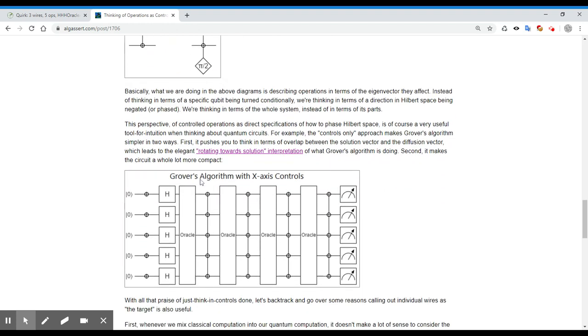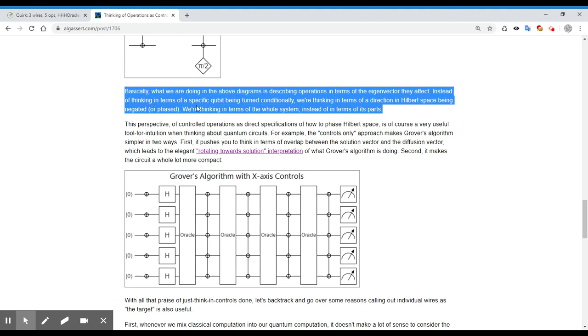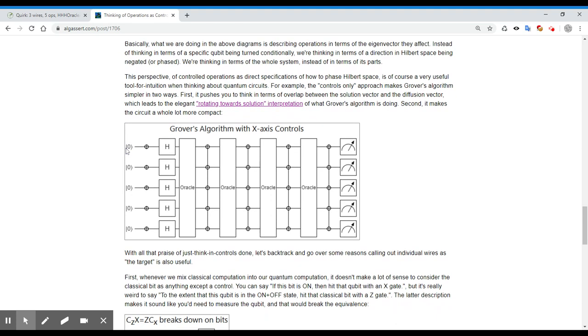Basically what we're doing in the above diagrams is describing operations in terms of the eigenvector they affect. Instead of thinking in terms of a specific qubit being turned conditionally, we think in terms of a direction in the Hilbert space being negated or phased. We're thinking in terms of the whole system instead of its parts, and that feels like a crucial way of summarizing this. This perspective of controlled operations as direct specification of how to phase the Hilbert space is a very useful tool for intuition when thinking about quantum circuits.